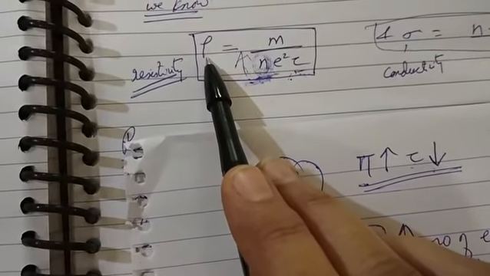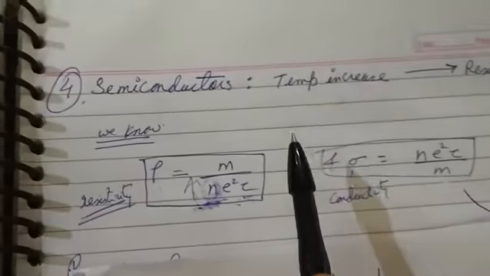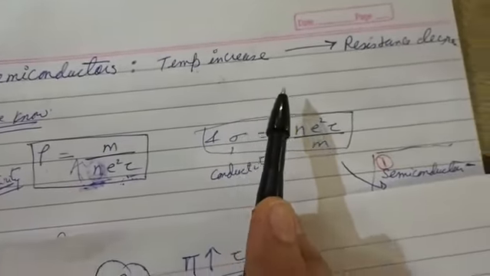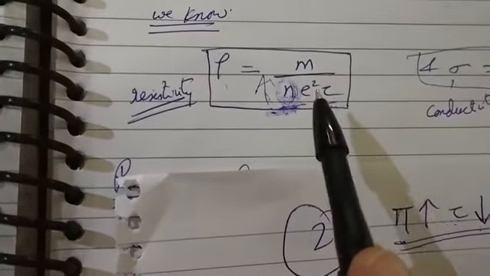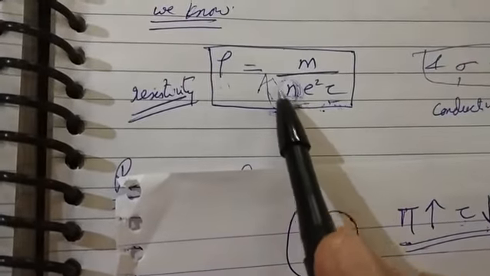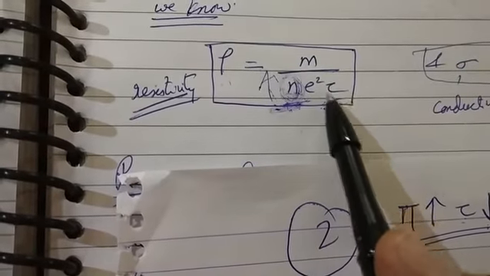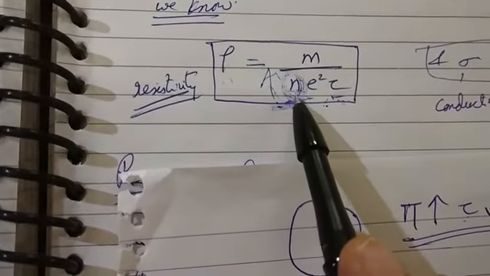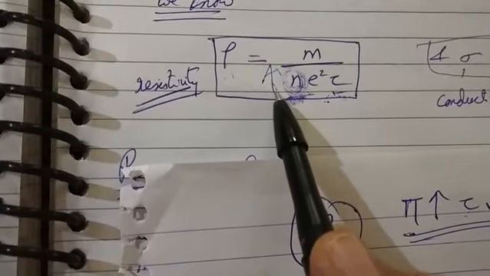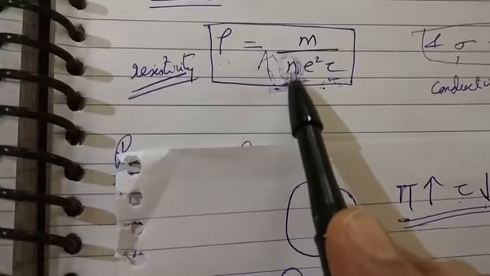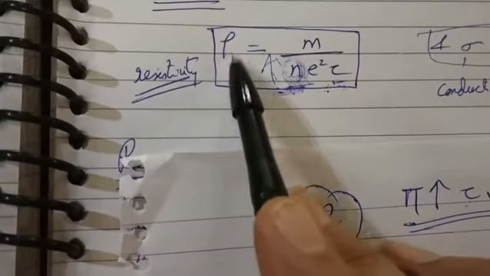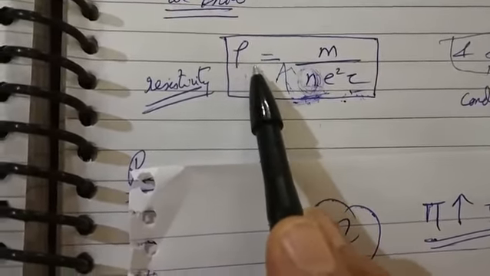resistance or resistivity. So in semiconductor, what happens when temperature increases, resistance decreases. What is the reason of resistance decreases? Clear it is. This will increase and this will decrease. But this increase is more as compared to this decrease. So this increase is more. So there will be net decrease in rho. Resistivity will decrease.